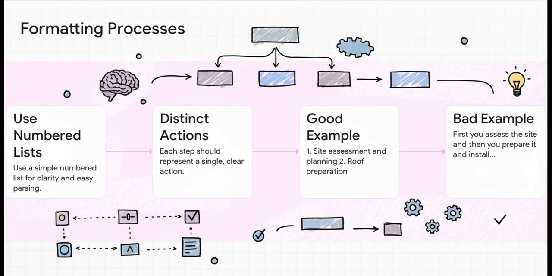And hey, the same logic applies to processes. If you're hoping for a flowchart or some kind of step-by-step visual, make it easy on the AI. Just use a numbered list. Step 1, Step 2, Step 3. Each number is a clear signal for a distinct action. It's the perfect blueprint for a process diagram.